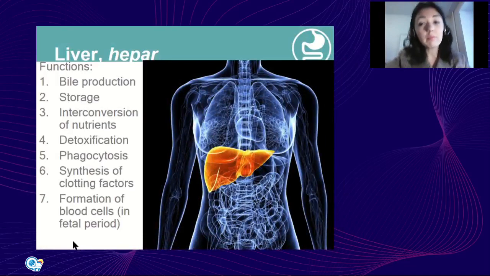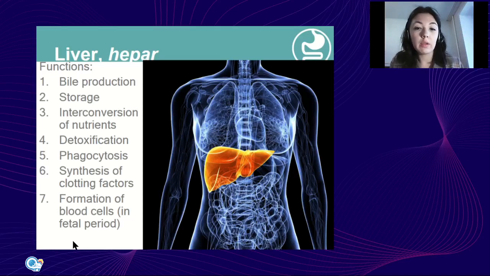So the liver is a multifunctional organ and it performs very many functions in our body. As a digestive organ, it performs production of bile and storage and interconversion of nutrients. We know that via the portal vein, blood that is rich in nutrients which we absorbed from the digestive tract comes to the liver, and they are absorbed here. For example, glucose is stored in the liver in the form of glycogen, and fat is also stored in the liver.